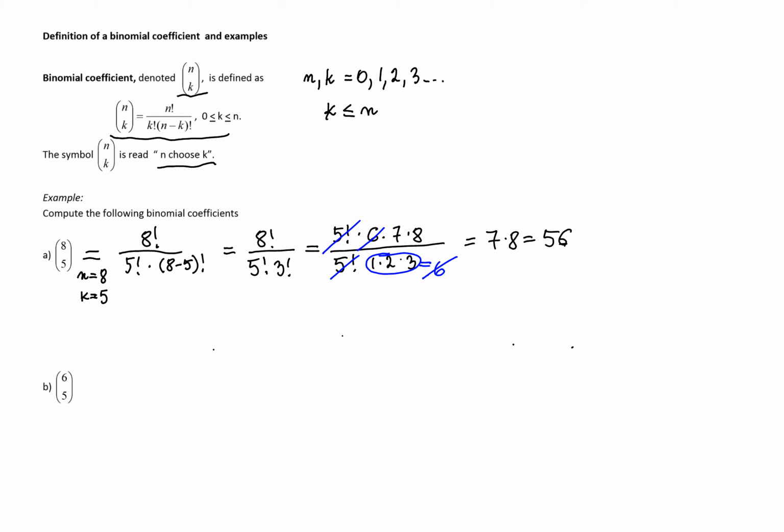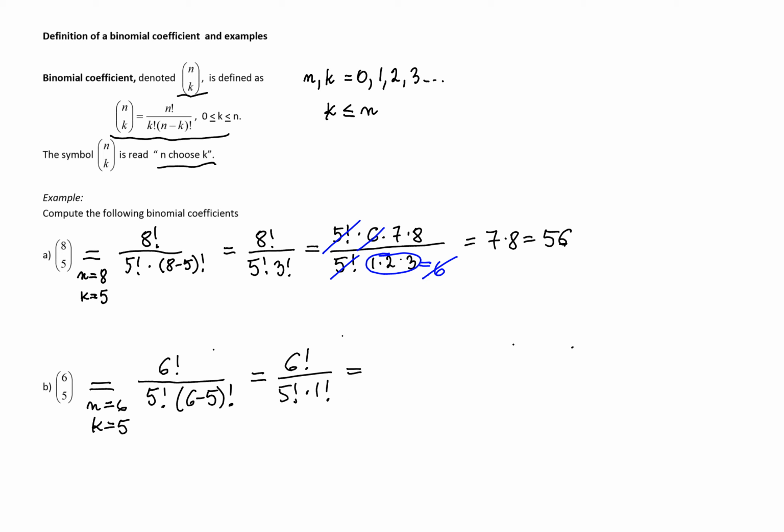Similarly, we can compute the second binomial, 6 choose 5. So here the value of n is equal to 6 and the value of k is equal to 5. According to the formula, we take the top number and take the factorial of that. We go to the denominator, take the bottom number factorial, and now we subtract 6 minus 5 and take the factorial of that. So this is going to be 6 factorial over 5 factorial times 1 factorial.